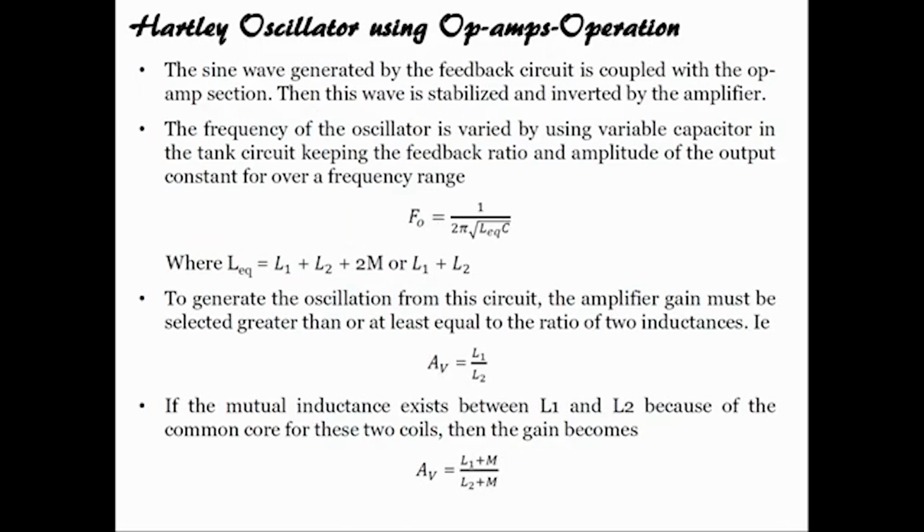Here we know that the f0 equals 1 upon 2 pi under root of L equivalent into C, because there are inductors L1 and L2. So, what is L equivalent? L equivalent is nothing but L1 plus L2 plus 2M, or L1 plus L2.